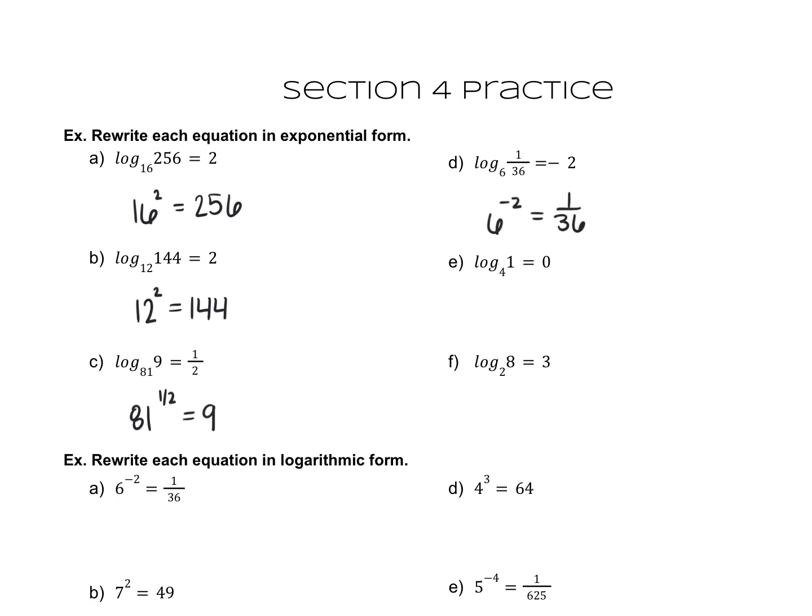For E, log base 4 of 1 equals 0. So 4 to the 0 equals 1. And then lastly, log base 2 of 8 equals 3. 2 cubed equals 8.